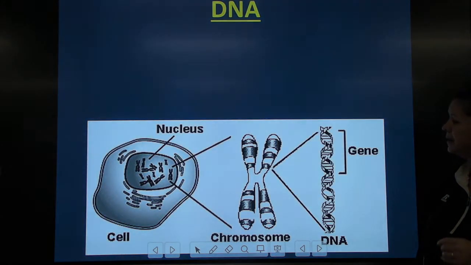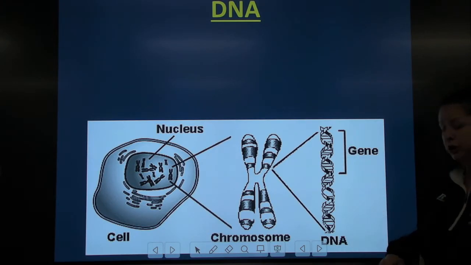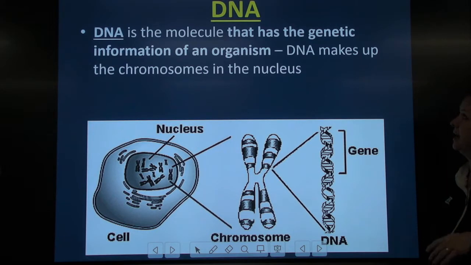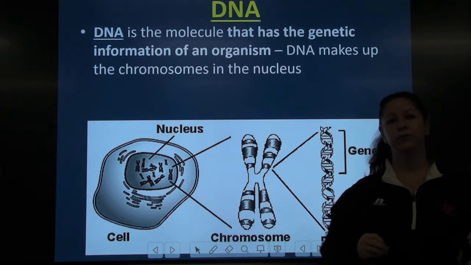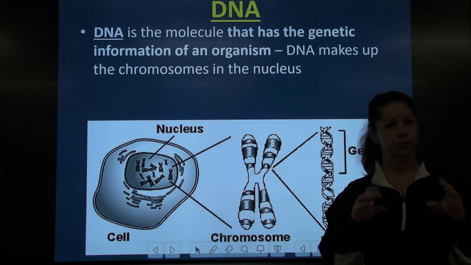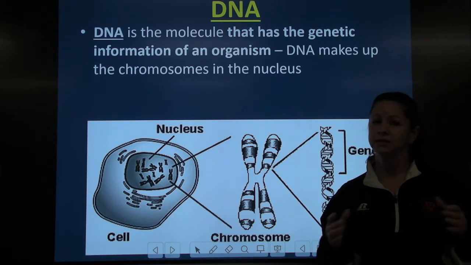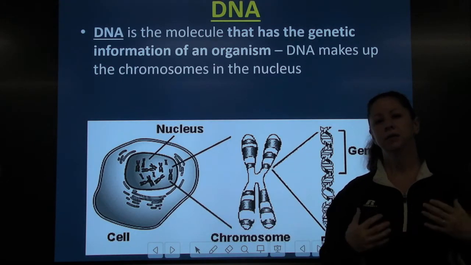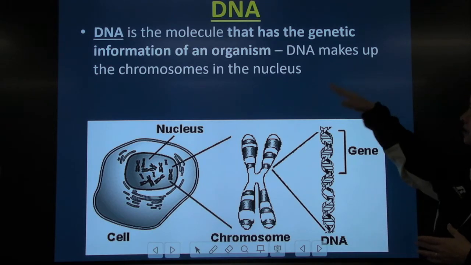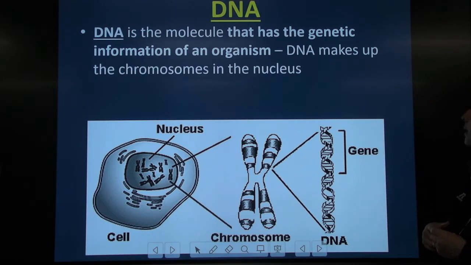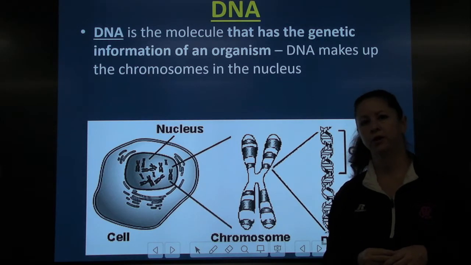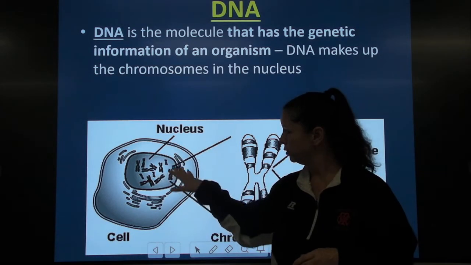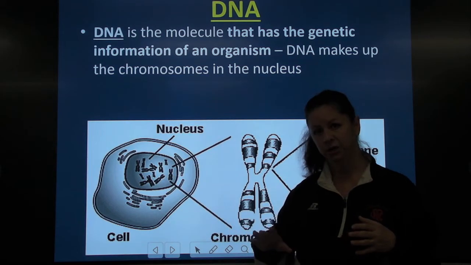All right? Now, just as a refresher on DNA, remember that DNA is the molecule that has the genetic information of an organism. Remember those nitrogen bases. That sequence tells us what we are. Okay, so there's that genetic information of an organism. And that DNA makes up the chromosomes that are in the nucleus. So we know what a nucleus is. We studied that in the last unit.